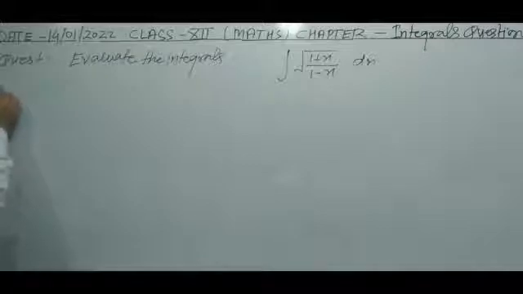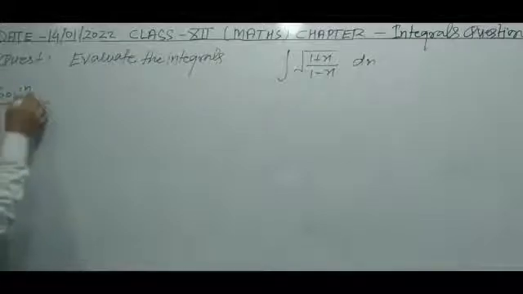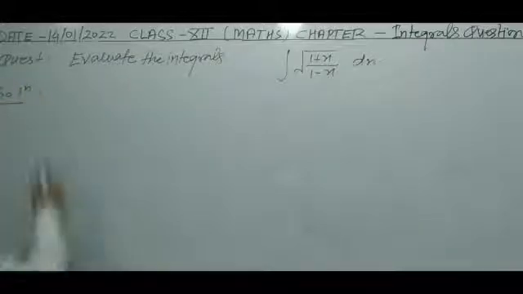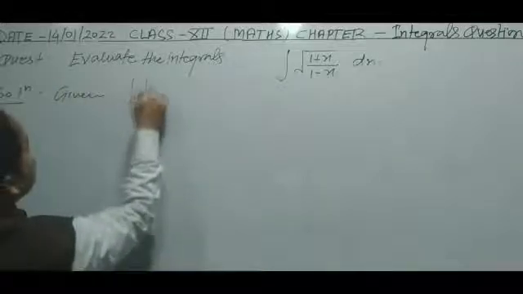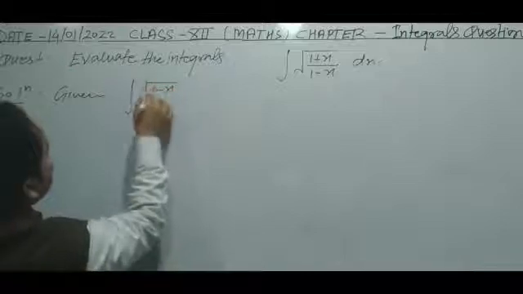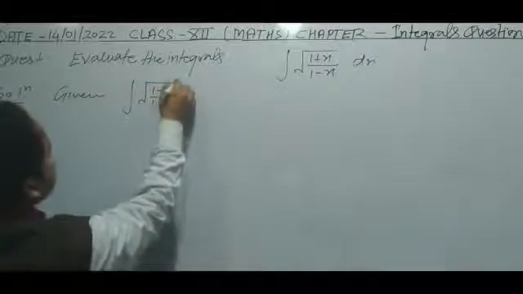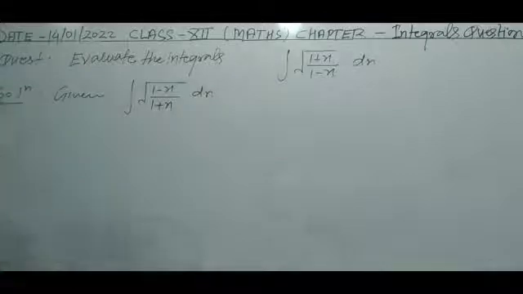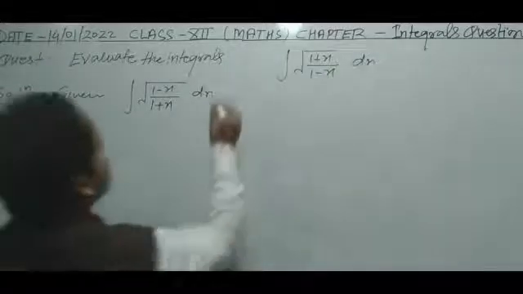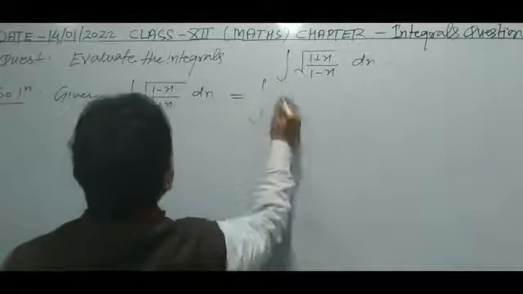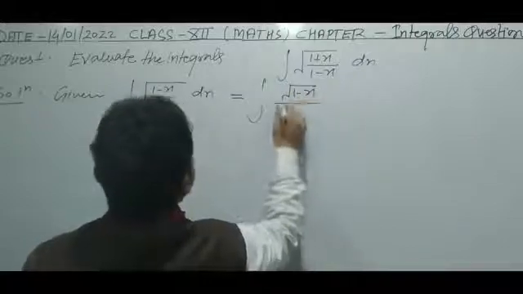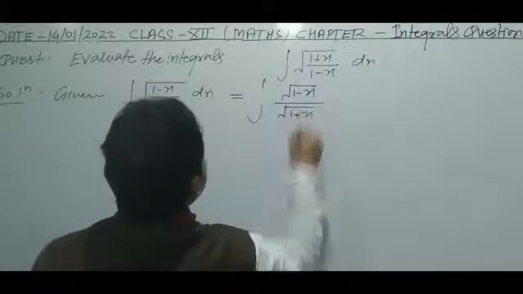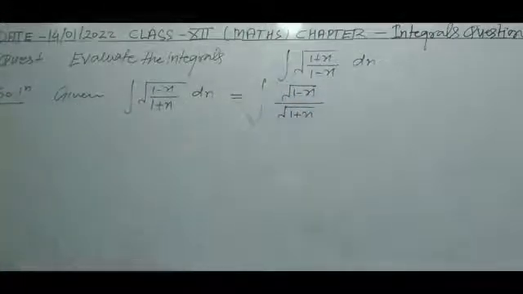Now, given the integral, see the solution. Given the integration of root over (1 minus x) whole upon (1 plus x) dx. Now this one we can write as the integration of root 1 minus x whole upon root over 1 plus x.